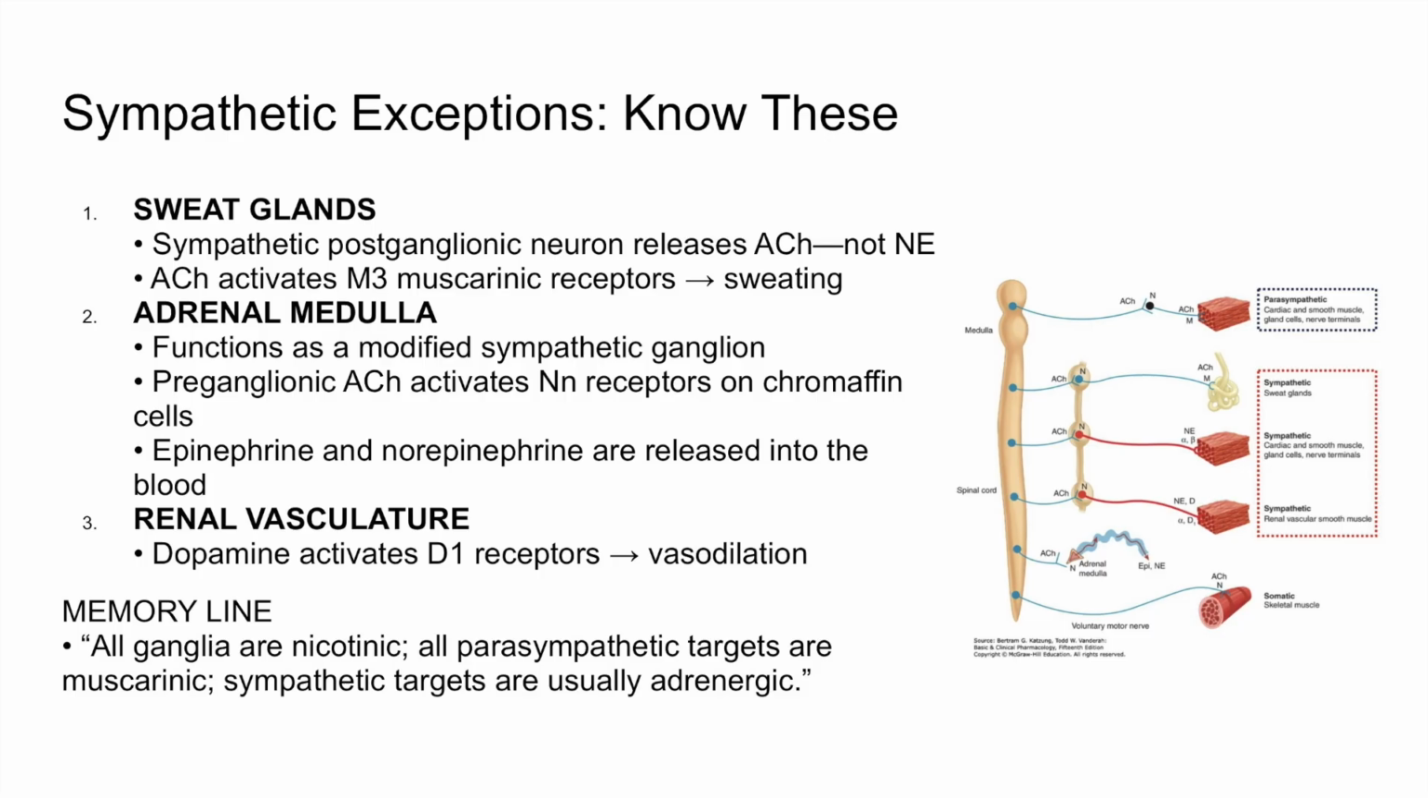The memory framework is just that all autonomic ganglia use nicotinic receptors. Parasympathetic effector organs use muscarinic receptors, and sympathetic effector organs are usually, but not always, adrenergic.